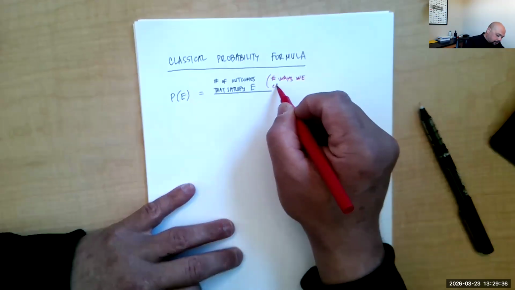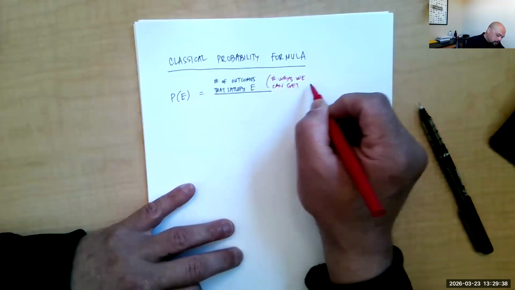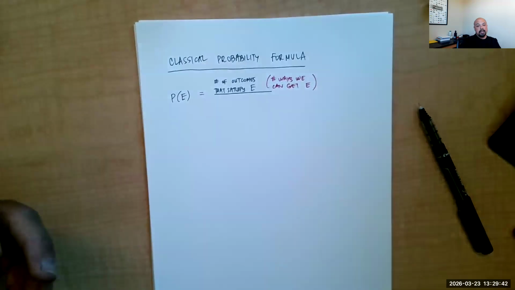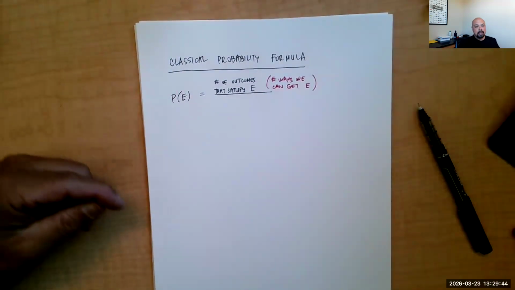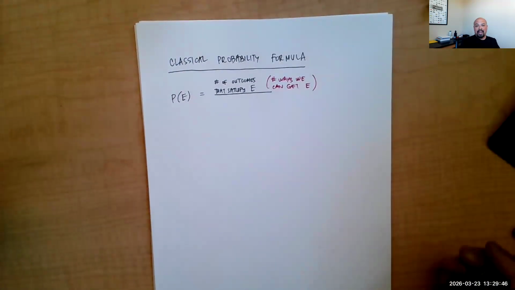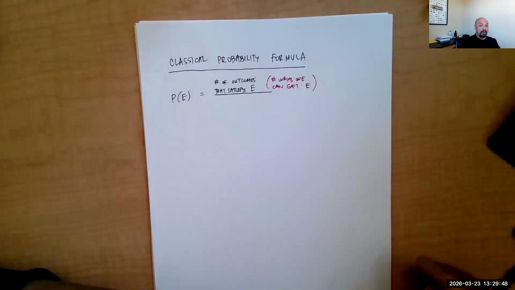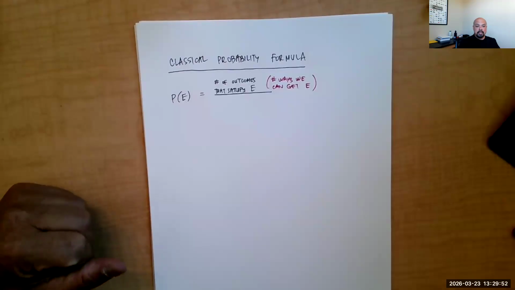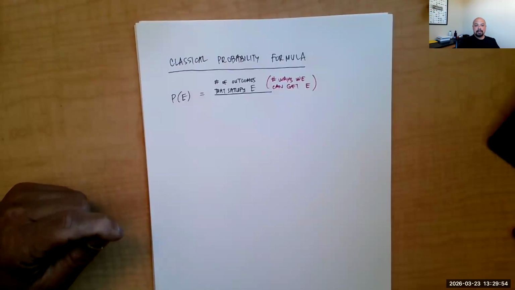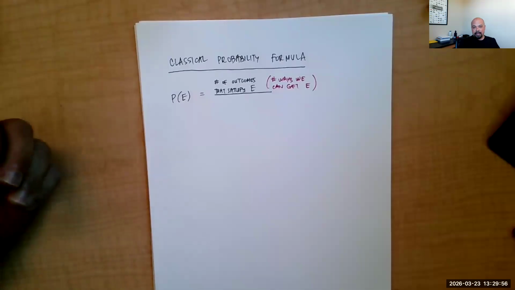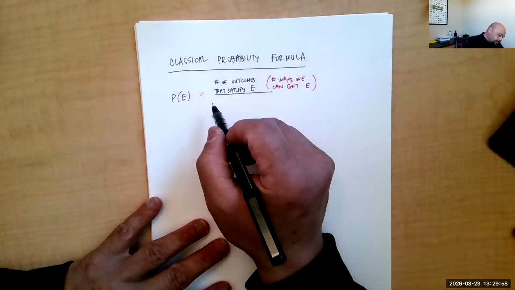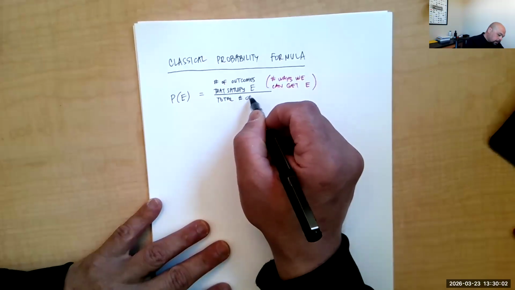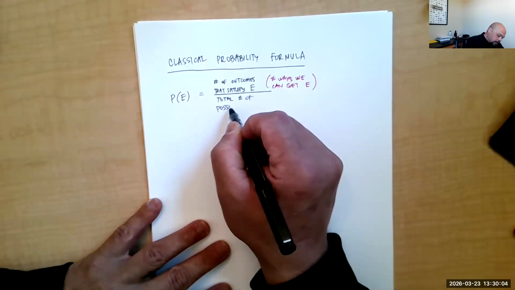So basically in that numerator, we're counting up the number of ways that we can get that event E, whatever it is. When we're rolling a die, the probability of getting an even number. When we're flipping a coin, the probability of getting heads. Or when we have a big group of college students, the probability that the student I select has a major of math. And in the denominator, this is our total number of possible outcomes.